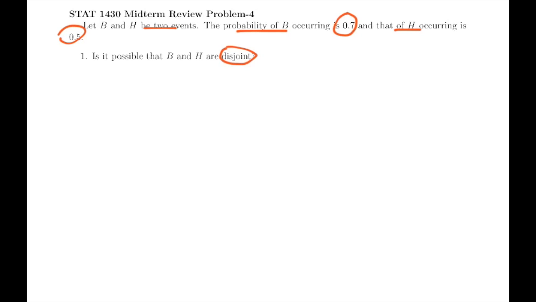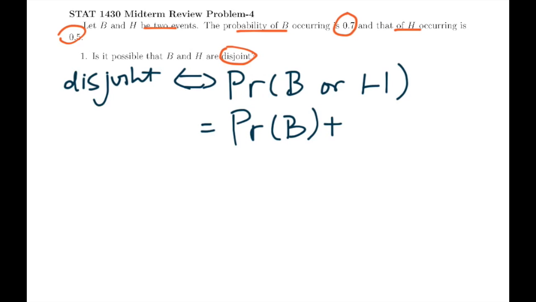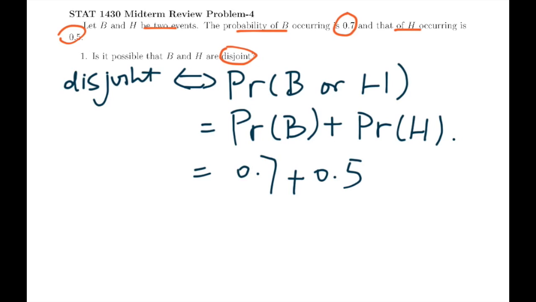So remember, if the two events, say B and H, are disjoint, then that means the probability of B or H is equal to the sum of the probability of B occurring and the probability of H occurring. So now, because we know the probabilities of B and H, we can plug in the numbers. That means P(B) is equal to 0.7 and P(H) is equal to 0.5. And we got the sum is 1.2.